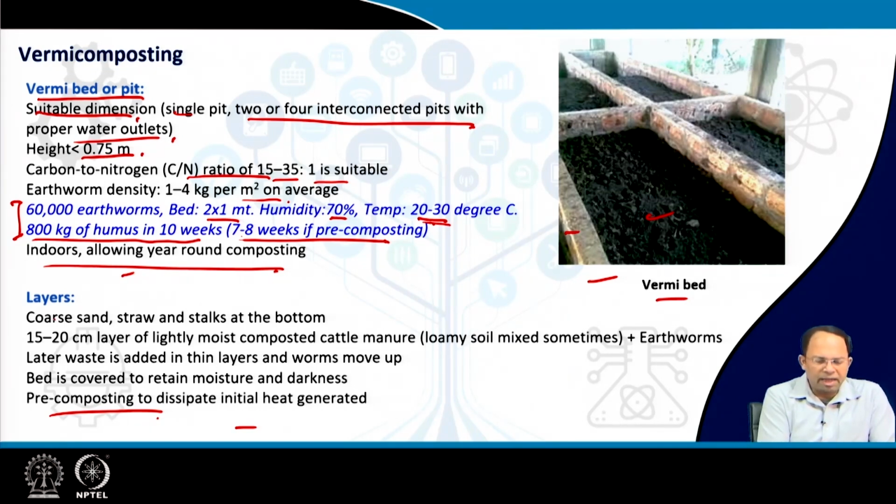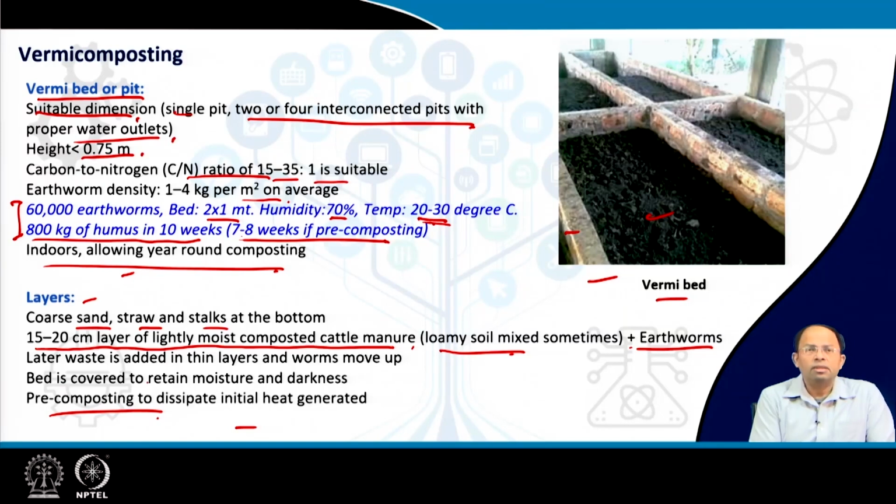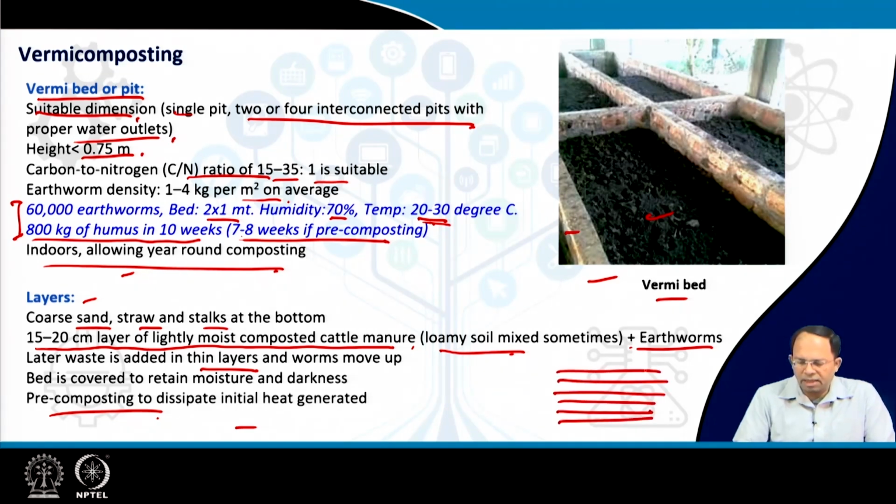So the pit is prepared in layers. The bottom layer is coarse sand, straw and stalks. At the bottom it allows drainage or leachate drainage. A 15 to 20 centimeter layer is utilized, and this is utilized as food for the earthworms. And after that, every day when the waste comes in, we keep on adding thin layers of this waste, and the worms gradually move upwards. So we have this base layer, and then we put layers one above another, and gradually the earthworms move above.